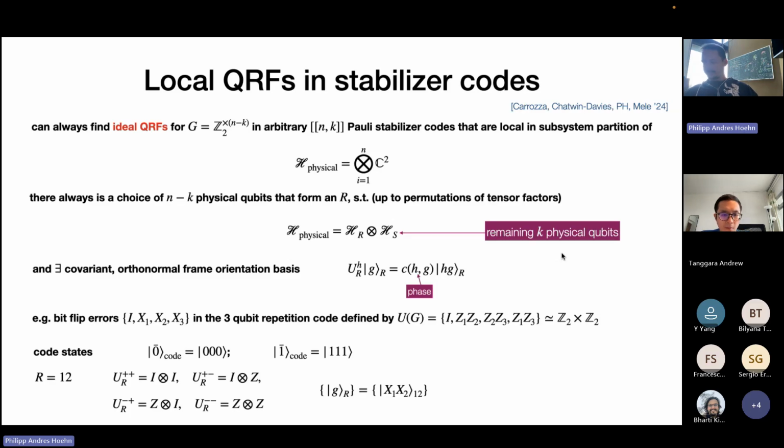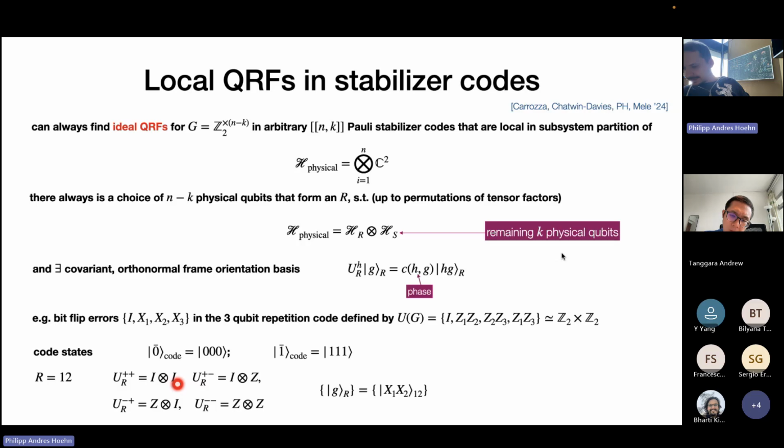Just to illustrate this, in the 3-qubit repetition code, when you have the stabilizer group like this, which is Z2 times Z2, the code states, or the basis, is given by this here. You can choose the first 2 qubits, let's call them 1 and 2, to define as your frame. It turns out the representation of the stabilizer group on that frame is basically just given by the first 2 tensor factors of these 4 elements.